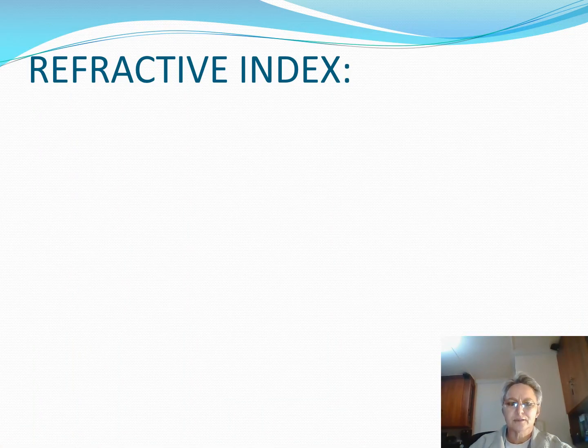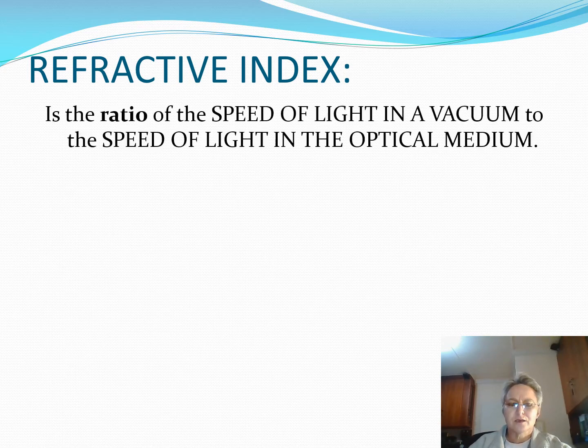Next, what is refractive index? Refractive index is the ratio of the speed of light in a vacuum, which is 3 times 10 to the power 8 meters per second, to the speed of light in the optical medium. So we can change the words into a mathematical equation where n is the refractive index, c is the speed of light in a vacuum, 3 times 10 to the power 8, and v will be the speed of light in the optical medium. So refractive index is a ratio between two speeds.